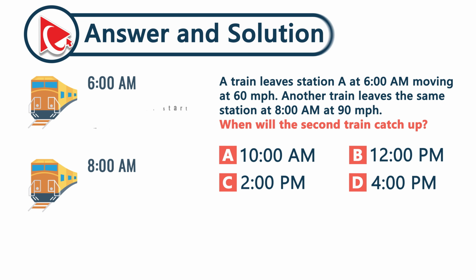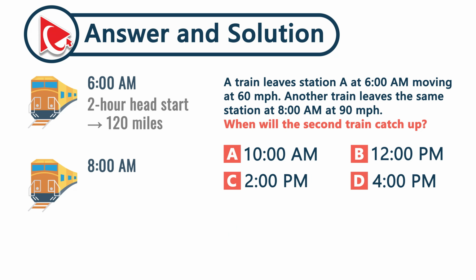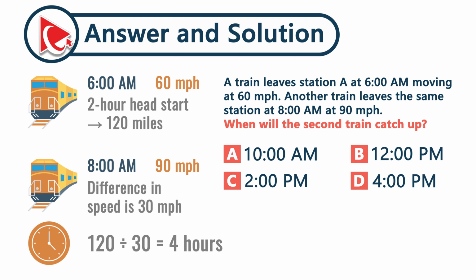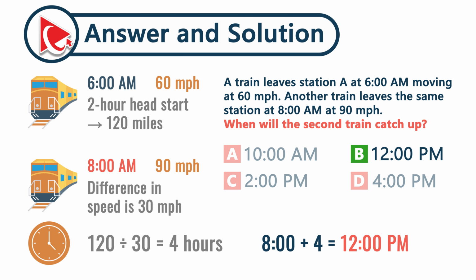First train has a 2-hour head start. During that time, it travels 120 miles. Difference in speed is 30 miles per hour. 120 divided by 30 equals 4 hours. Second train left at 8 a.m. 8 a.m. plus 4 equals 12 p.m. The correct answer here is choice B.